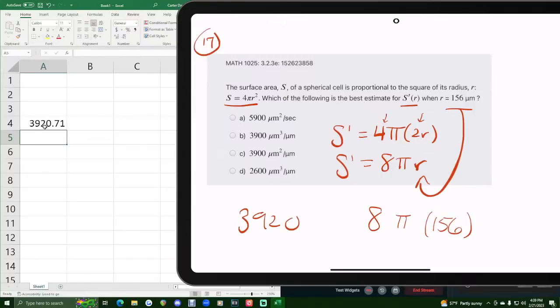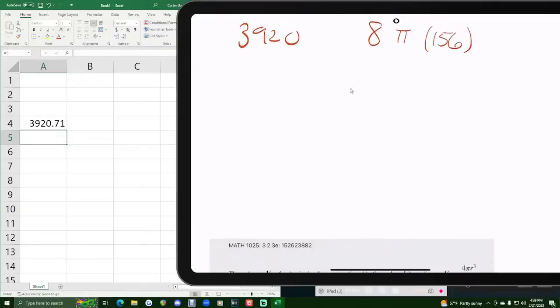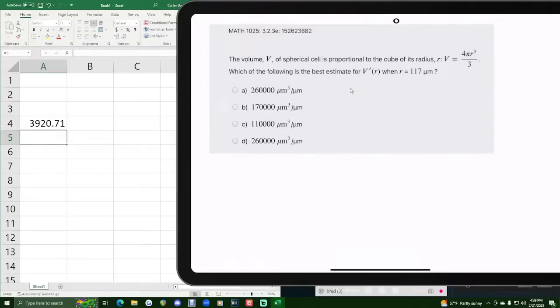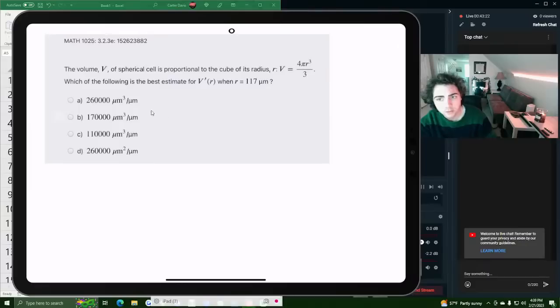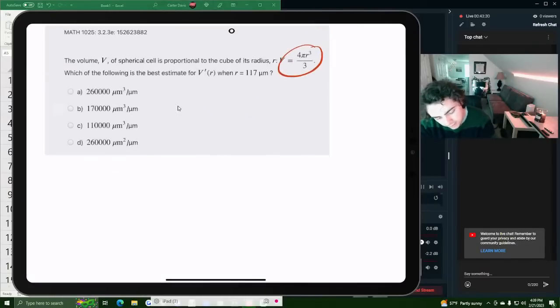3920. We see that more or less here or here, B or C. And because they're asking about surface area, that's units squared. So C is our best answer. Whereas when you see an example with volume, like we're about to work out, our answer must have the cubed units. So given this volume equation, we're going to take its derivative.